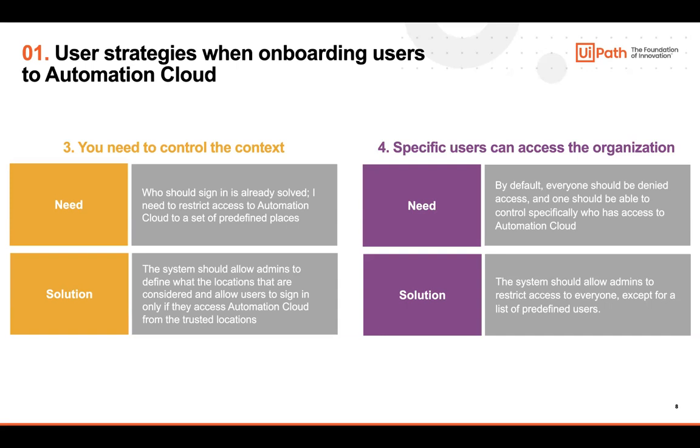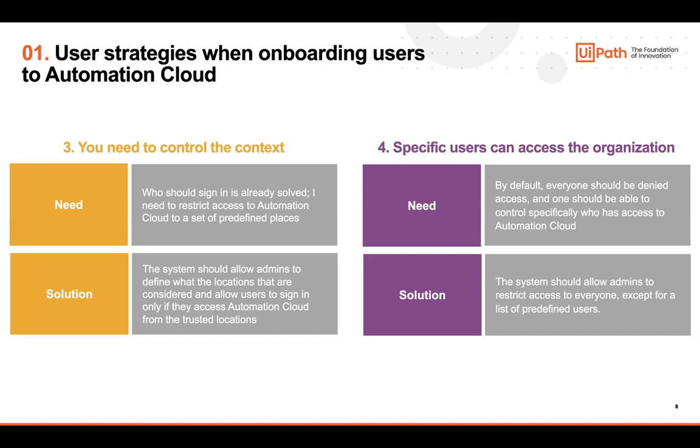Or we have certain offices that should be allowed to sign in, and other offices should not have access. Or we want to enable certain users to work remotely, but we need to do that for each. And for that, the system should allow admins to define what are the locations that are allowed to access Automation Cloud for that specific organization. And we're going to get into how this is achievable in Automation Cloud, and you'll see.